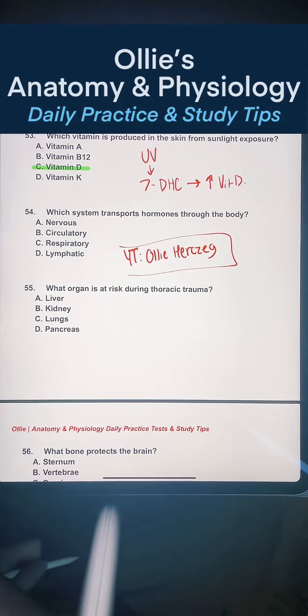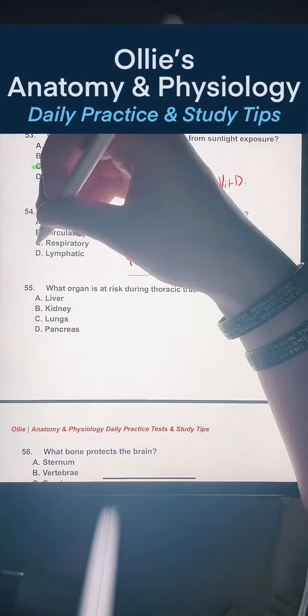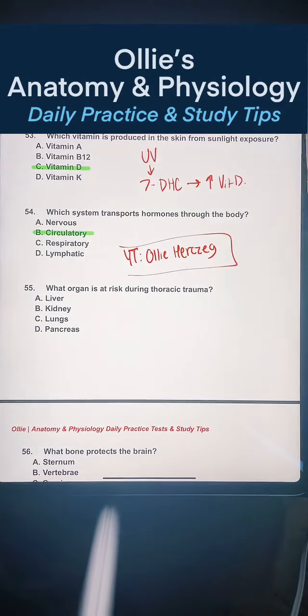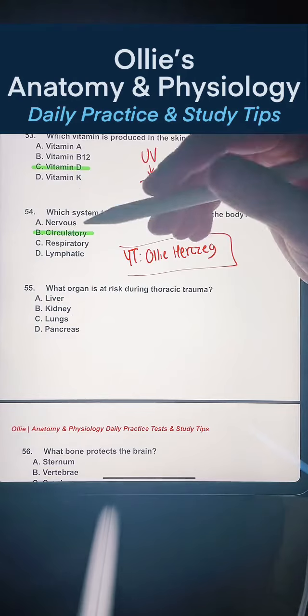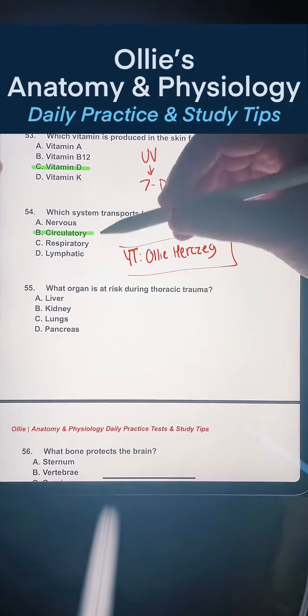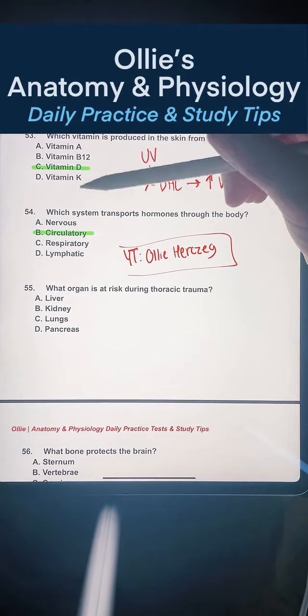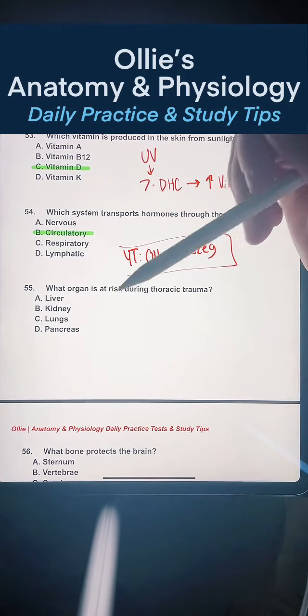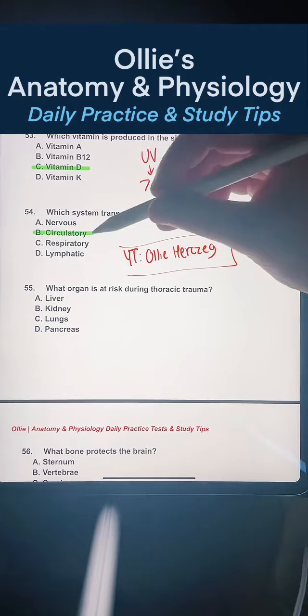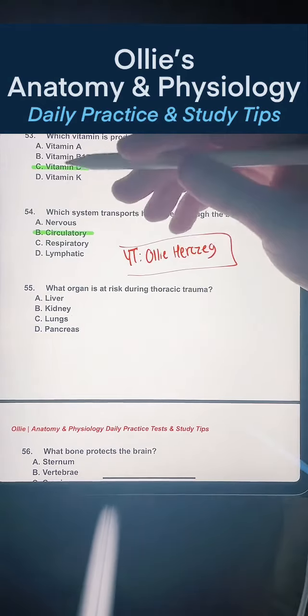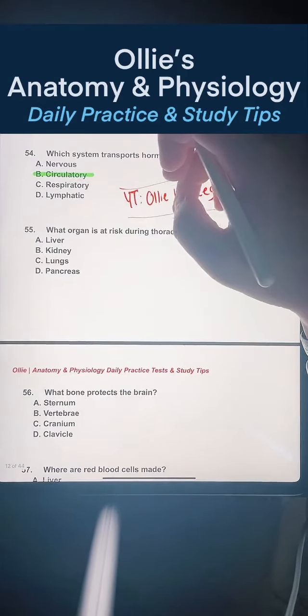Yep, absolutely. Number 54. The answer is B. It is the circulatory system. So hormones are released into the bloodstream and they're carried throughout the body via the circulatory system. Our nervous system is going to send electrical impulses, not hormones. And then respiratory, that's for gas exchange, lymphatic for draining fluids and immunity. But again, hormones are transported through the bloodstream via the circulatory system.